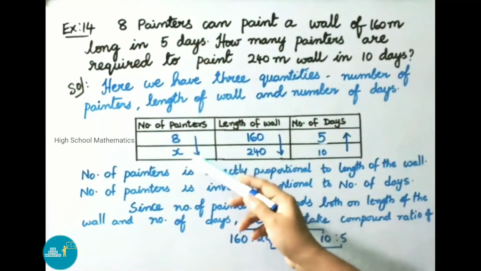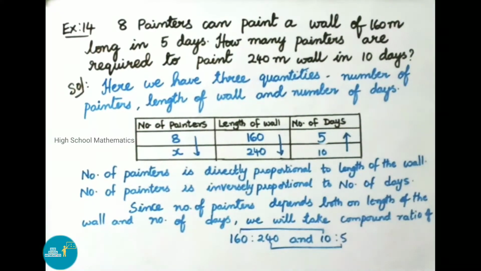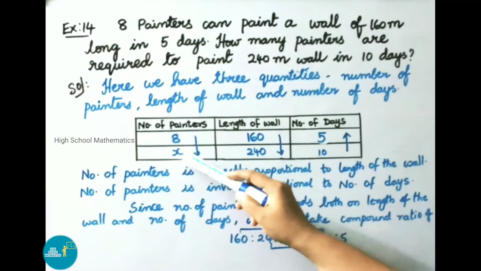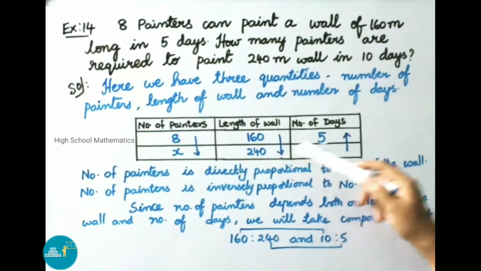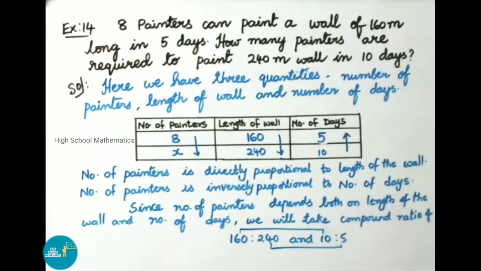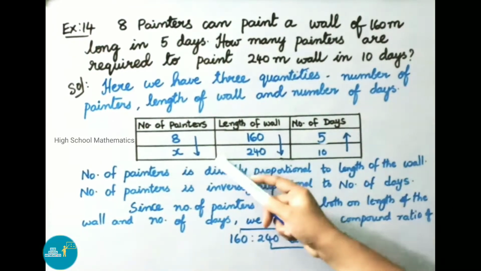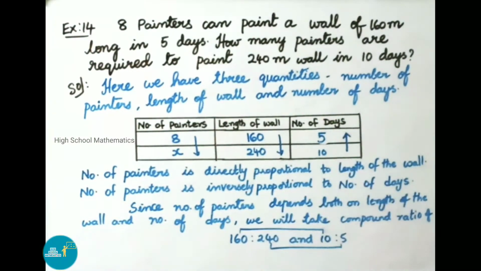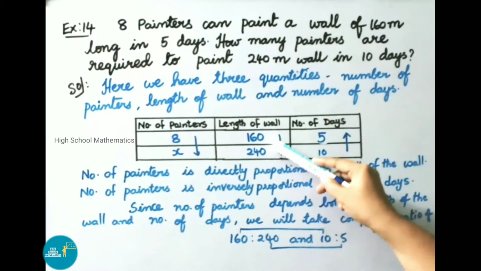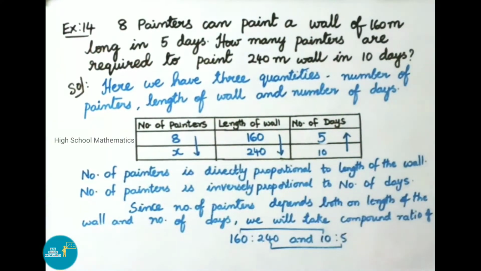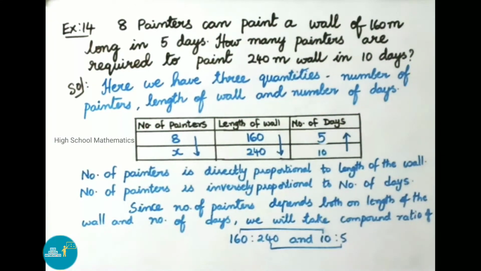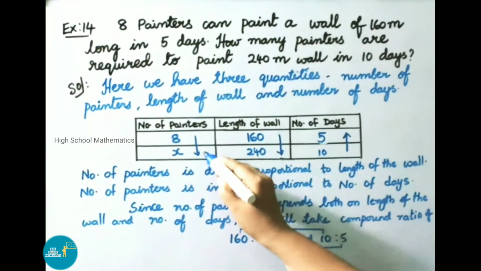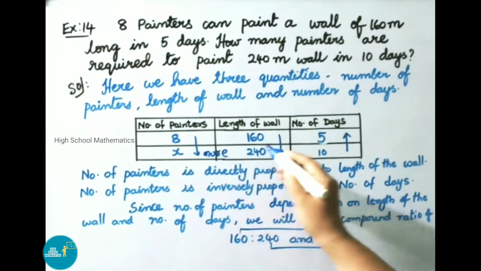Here we don't know the number of painters. We have taken this quantity as x. Always we have to put the downward arrow for the unknown quantity. Now this number of painters depends on the length of wall and the number of days. Let us compare them. If we compare number of painters and length of wall, if a 160 meter length of wall is painted by 8 painters, then a 240 meter length of wall can be painted by more painters. Now we shall treat this value as more. Now check.